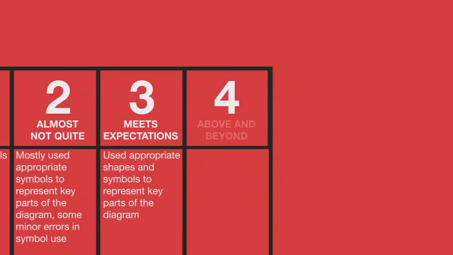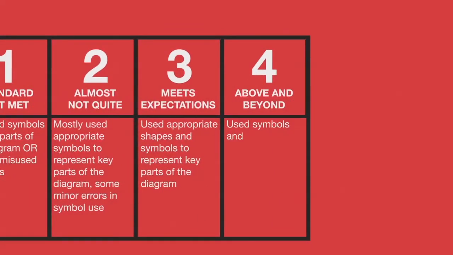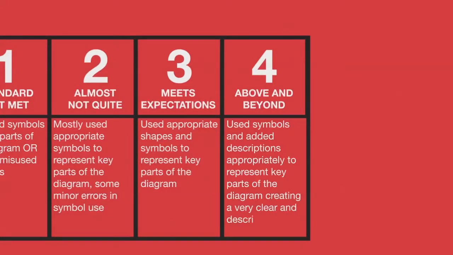What would it mean to go above and beyond? What would be really great use of symbols in this diagram? Perhaps it would be something I would need to research some more. Maybe it would be that the student made it extra clear, or maybe they went into an extra level of detail and provided extra descriptions where appropriate. Maybe it is a combination. How about: used symbols and added descriptions appropriately to represent key parts of the diagram, creating a very clear and descriptive plan.